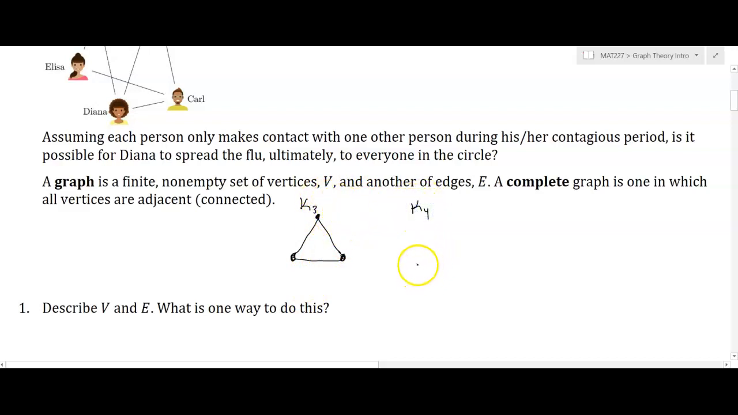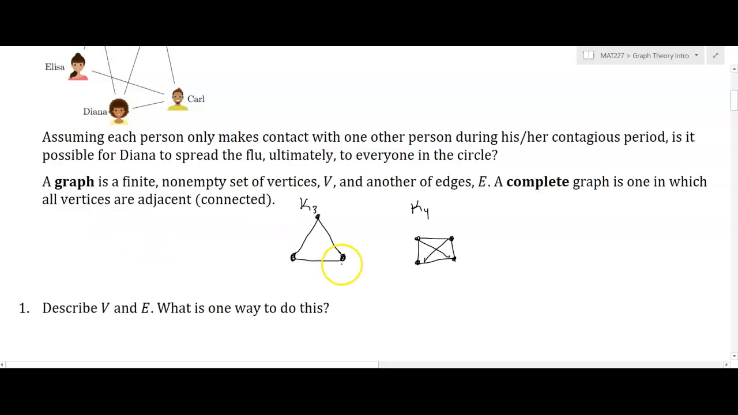K4 would look kind of like this. We'd have 4 vertices. I'll just draw them as a square, and as long as every vertex connects to every other vertex, then we would have a complete graph. So this would be K4, a complete graph.